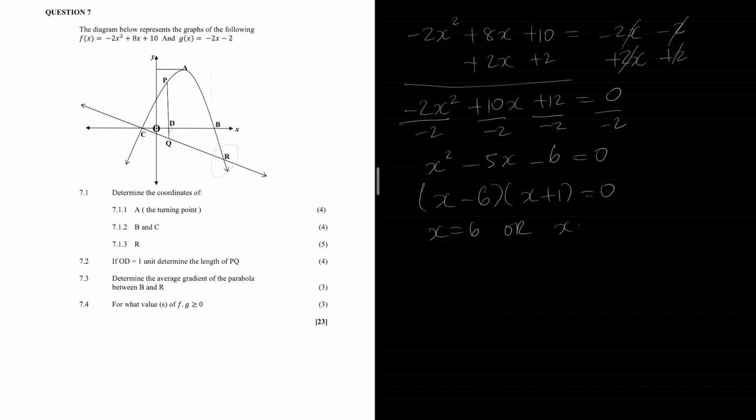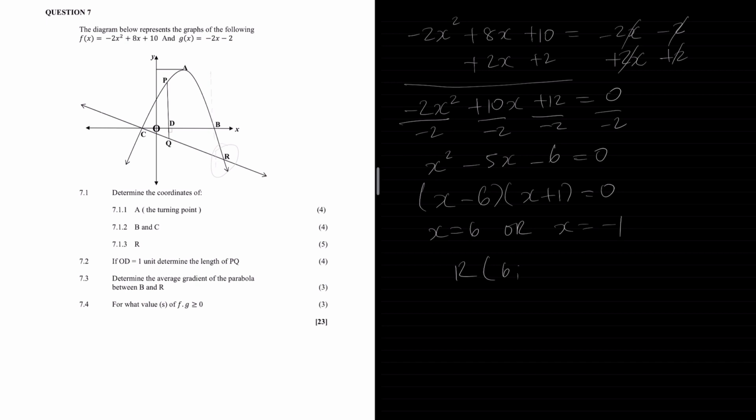Now we'll divide by negative 2 again. So we'll have x squared minus 5x minus 6 is equal to 0. Factorize: x minus 6, x plus 1 equals 0. Zero factor rule, x is then equal to 6, or x is equal to negative 1. So R is sitting on the positive side of the x-axis. So R is going to be 6.